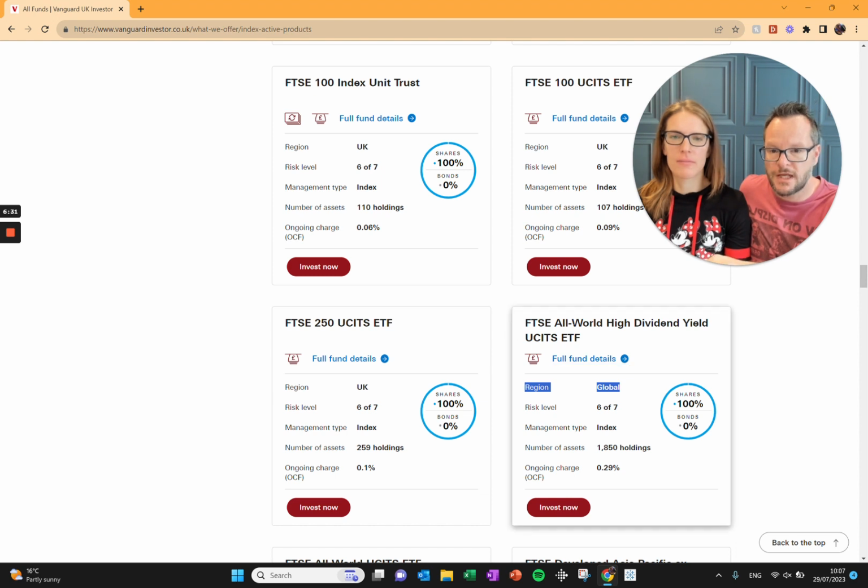That's the FTSE All World High Dividend Yield UCITS ETF. It says global. Awesome. So it's global. It's an index, so it's not actively managed. Has 1,800 holdings. So, would that go, Katie? Would we go for that one?